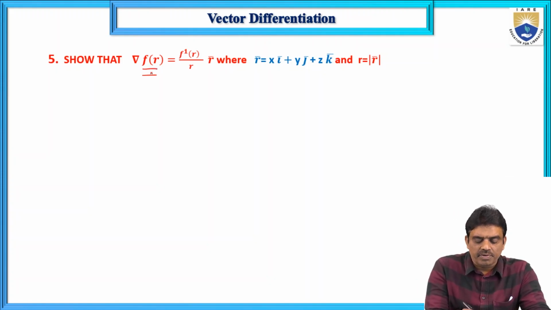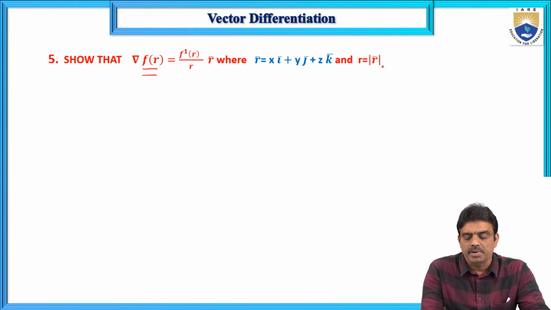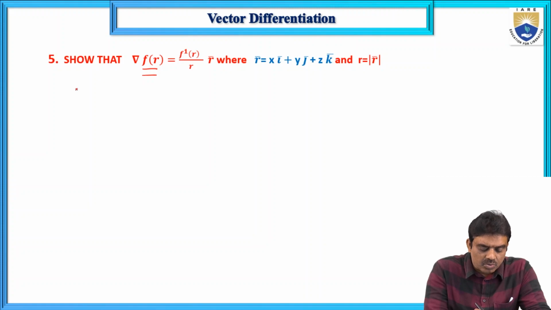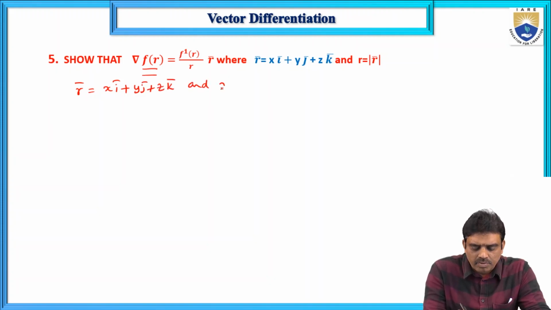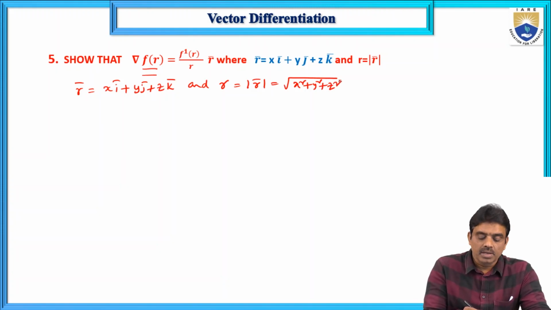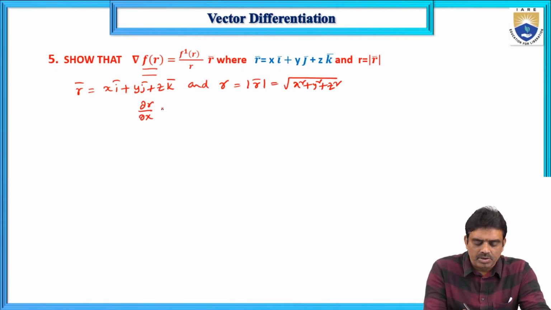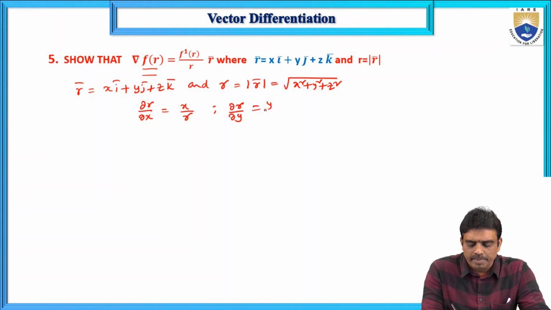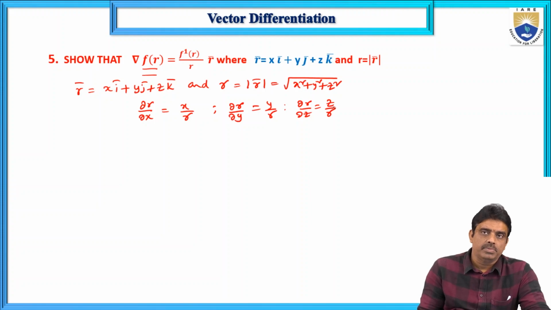F of r is a function of r, grad f of r. So what is given? r bar is x i bar plus y j bar plus z k bar, and r is the magnitude of r bar. What is r? Magnitude of r bar, that is root of x square plus y square plus z square. Then what is ∂r/∂x? Already you have seen in the previous problem: ∂r/∂x is x by r, ∂r/∂y is y by r, and ∂r/∂z is equal to z by r. These are common for all problems.